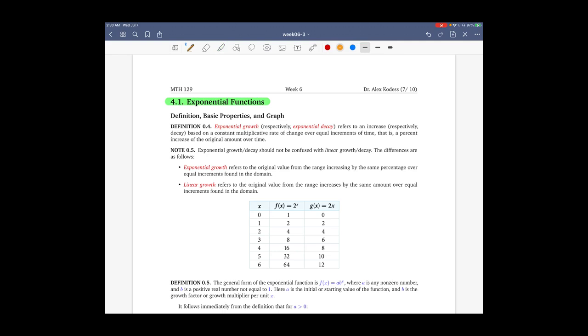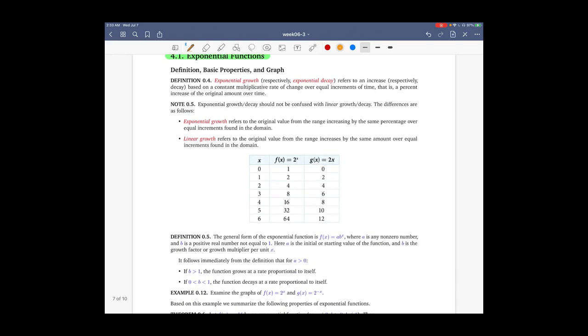Remember, we talked a little bit about exponential functions when we talked about linear functions. Linear functions have the distinctive property that they grow or decay by a constant additive amount per unit of time. In the table below, g, which is 2x, is a linear function. By contrast, an exponential function is one in which growth or decay occurs by a constant multiplicative factor per unit of time. Compare the function 2x with the function 2 to the power x.